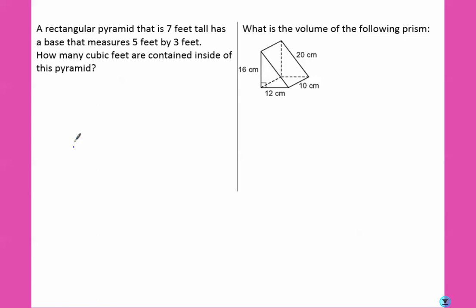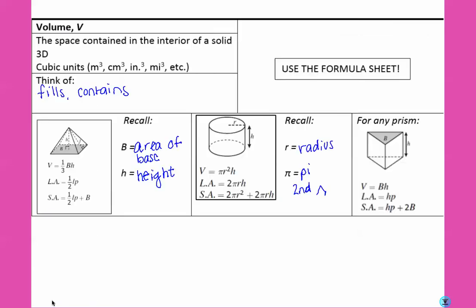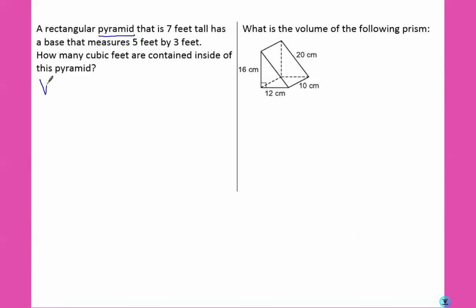So let's start off with the first one, a rectangular pyramid. So we know we're using the pyramid formula, our 1/3 BH. It is 7 feet tall, so that's our height, and has a base that measures 5 feet by 3 feet. That's going to help us find the area of the base that we need to plug into our formula. How many cubic feet are contained, so that tells us volume, inside this pyramid?